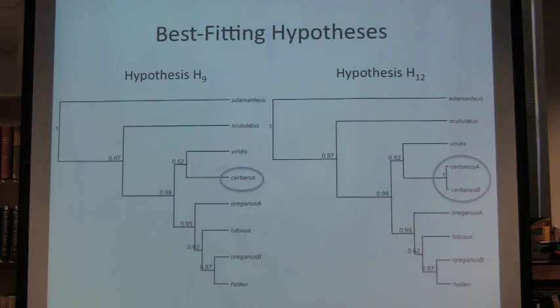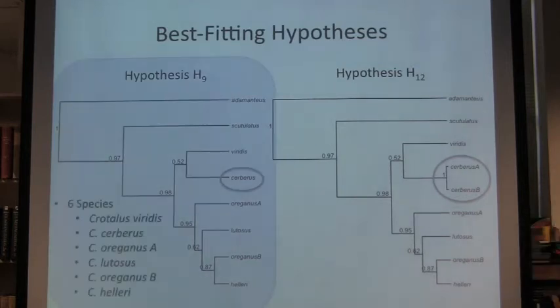Because I didn't find any strong topological discordance between species trees inferred using all the data and those inferred with just nuclear data, I favor the all data hypothesis 9 here to recommend 6 species within the Crotalus viridis complex: Crotalus viridis, Cerberus, Origanus A, the northern Origanus, Lutosus, Origanus B, and Helleri.